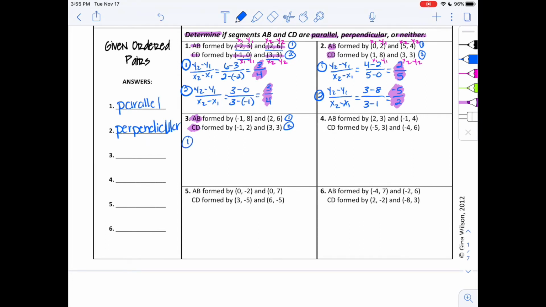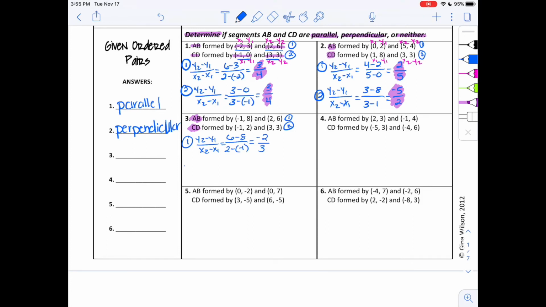My first line, using my slope formula, y2 minus y1 over x2 minus x1, I'm going to plug in my points: 6 minus 8 over 2 minus negative 1. 6 minus 8 is negative 2, and 2 minus negative 1 is a positive 3. So the slope of my first line is negative 2/3.